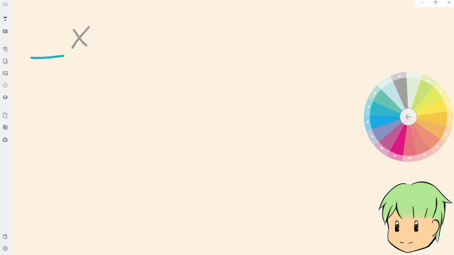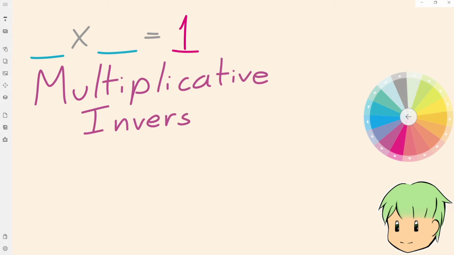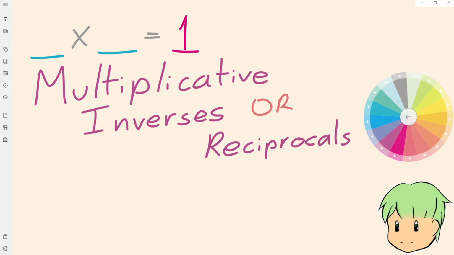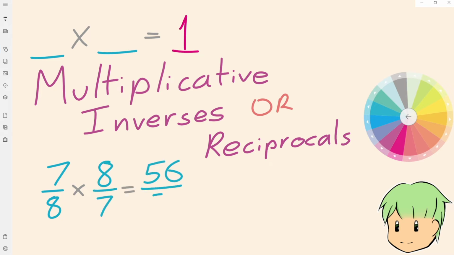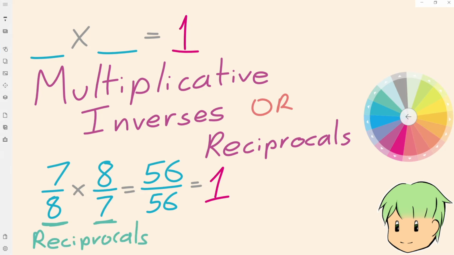When you multiply two numbers together to get 1, they are called multiplicative inverses or reciprocals, like 7 over 8 and 8 over 7. Multiplying top by the top and bottom by the bottom, we can simplify this to 1. Here, 8 over 7 is the reciprocal of 7 over 8, and 7 over 8 is also the reciprocal of 8 over 7. A simple way to do this is just flip the fraction to find the reciprocal. As you can see, 8 over 7 is just 7 over 8 flipped.